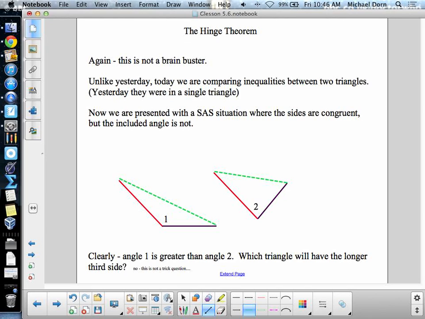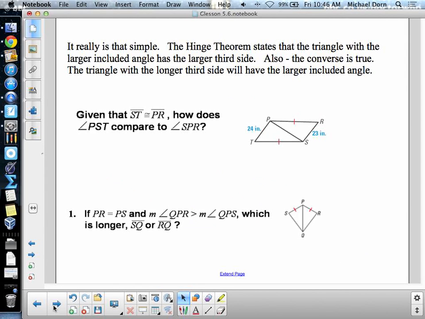So if I have a pair of congruent sides, and again they've indicated that by color here, we can also indicate it this way. If I have a pair of congruent sides, but the included angles are different, the one with a larger included angle has a larger third side. The one with a smaller included angle has a smaller third side. Makes sense, right? It's totally logical, almost intuitive. So you're going to see this in problems. The converse is also true. If there's a longer third side, there's a larger angle. If it's a shorter third side, it's a smaller angle.